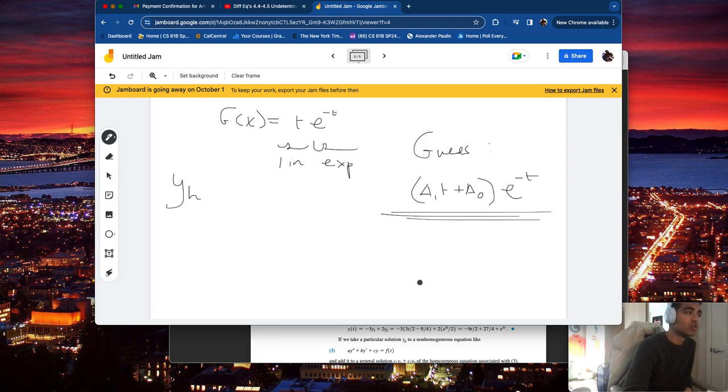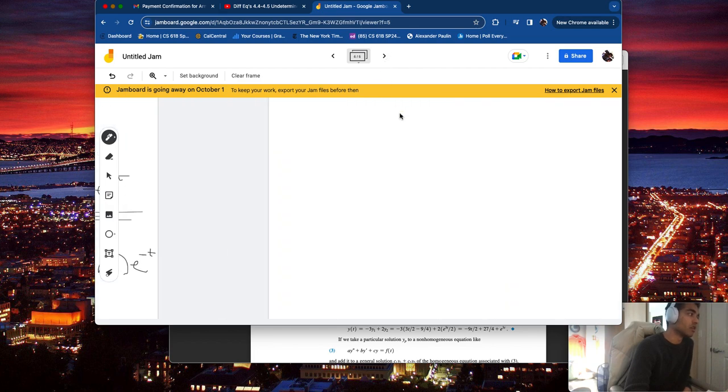And if that is true, then just add a t: (a1 t + a0) e^(-t). Alright, so we know how to handle situations like those. Let's look at a more difficult example, I guess.